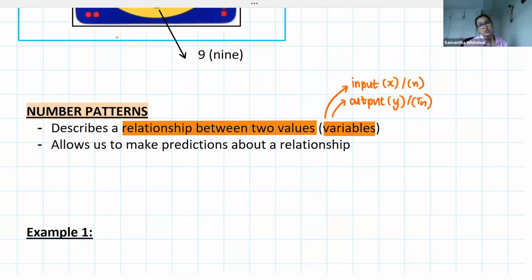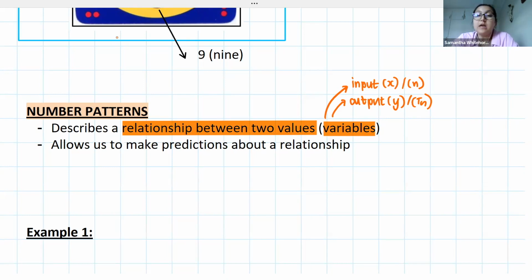I don't mind whether you use X or Y or Tn and N. It's completely up to you. Your teacher would have probably told you which they prefer you use. Personally, it makes no difference to me. We do start to use Tn and N a lot more as you get to grade 10, so it's probably the one to start getting comfortable with. But at this point in grade 8, it really makes no difference. You're doing the same thing.